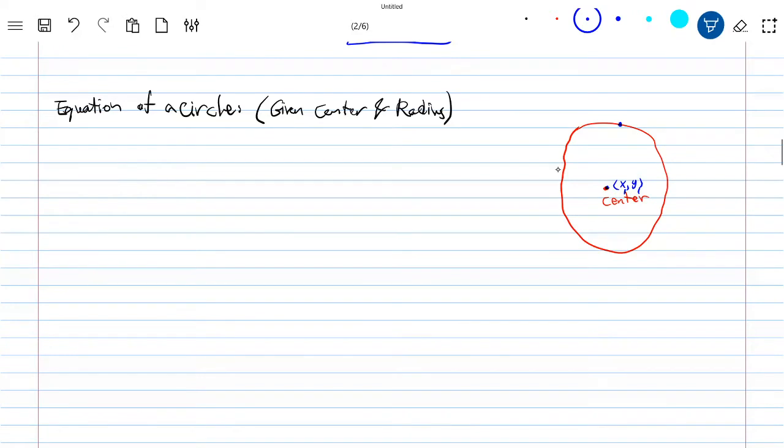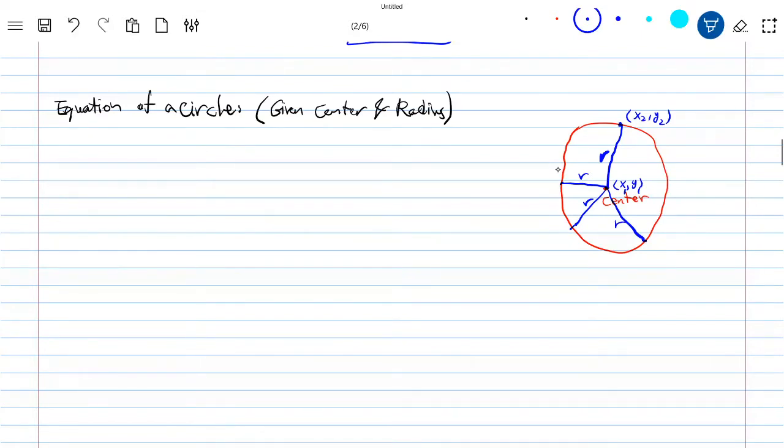If I pick another point on the circle, doesn't matter where that point is, call it X2 and Y2. What do you know about that point? You know that the distance from the point on the circle to the center is always a fixed number. That fixed number is what we call the radius. Doesn't matter where that point is, it should always be this distance. It should always be r. From every point to the center, you should always have the same distance.